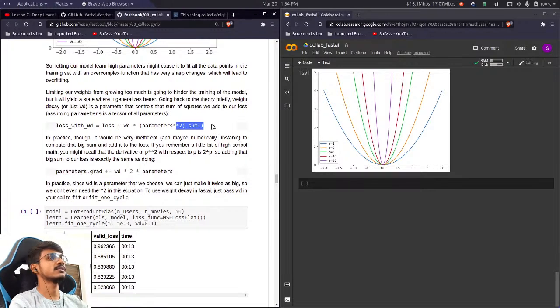So we don't need to take the square, because if we take the gradient of this term, the gradient of parameter squared, p squared, is 2p, 2 times the parameter. So this turns out to be 2 times the parameter, and this remains as it is because it is a constant term, right? But we are still summing it, right?